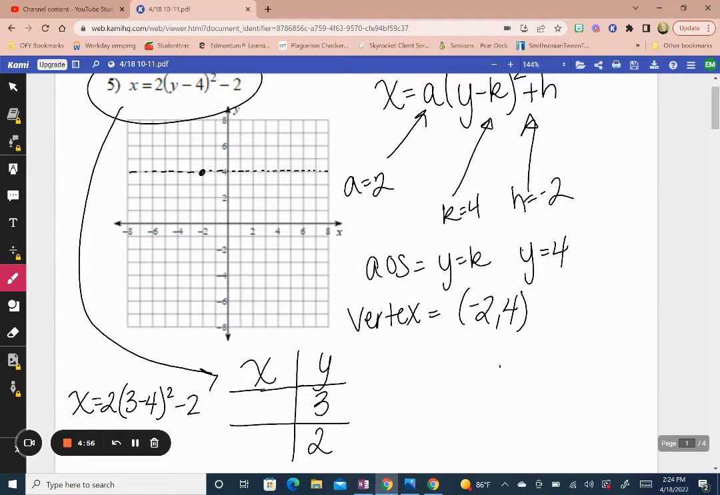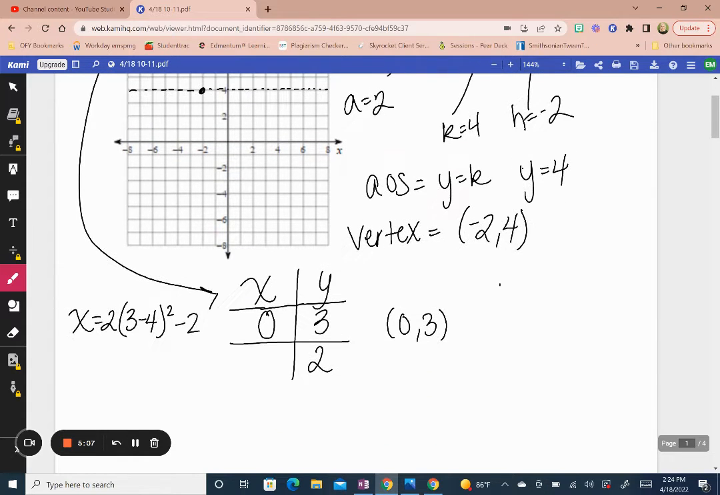Okay. And this gives me 0. So my first point is 0, 3. Okay, and then I'm going to do the same thing, but instead of a 3 right here, I'm going to replace my y with a 2.